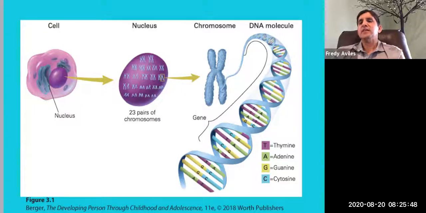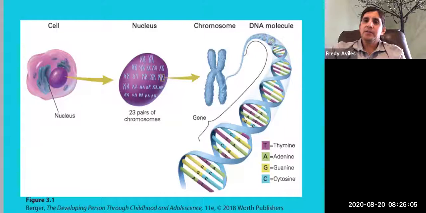So DNA is contained in genes, genes are contained in chromosomes, chromosomes are contained in the nucleus, and the nucleus is contained in the cell. And cells make up everything about living organisms, okay? Anything that's alive is made of cells.